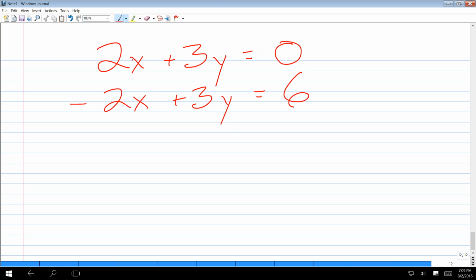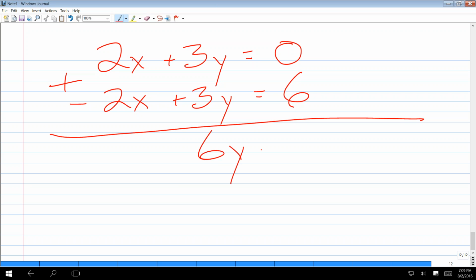Again, standard format, so do you want to use substitution or elimination? Elimination. What variable are we going to eliminate, and how do we do it? You were going to eliminate the x by adding. By adding, okay. So what's the bottom? 6y equals 6. So y equals 1.